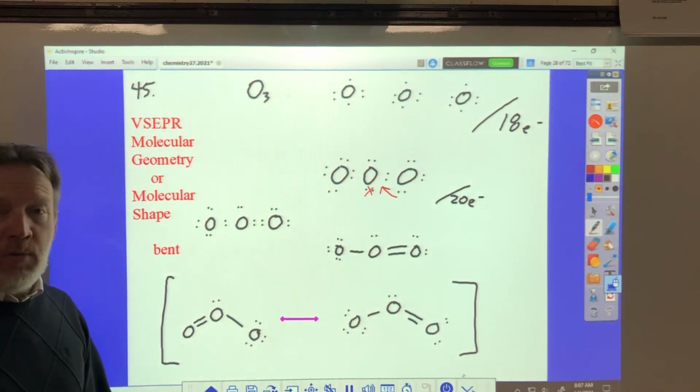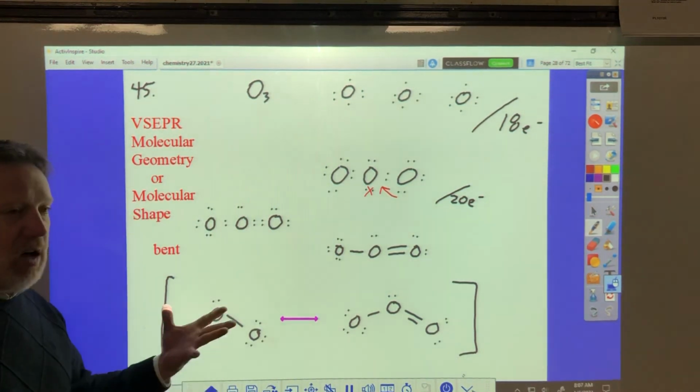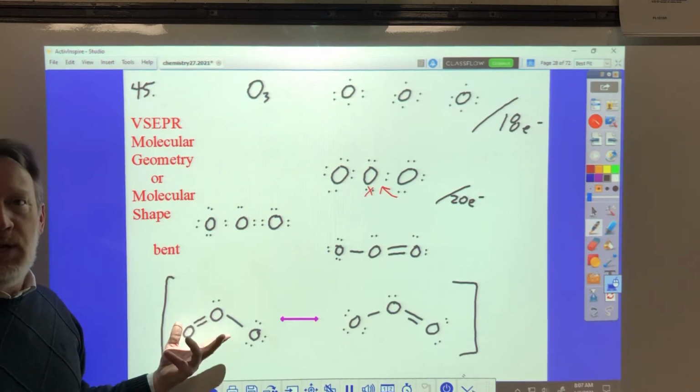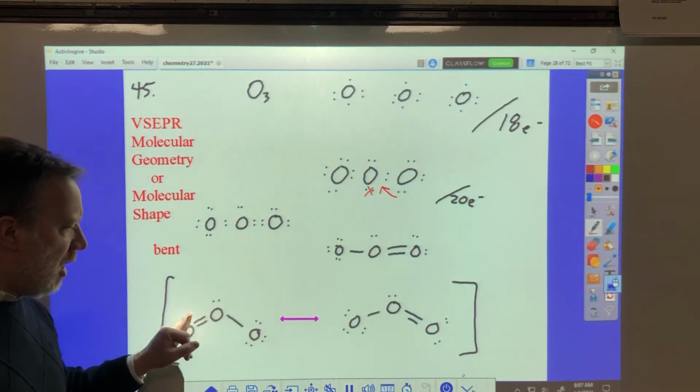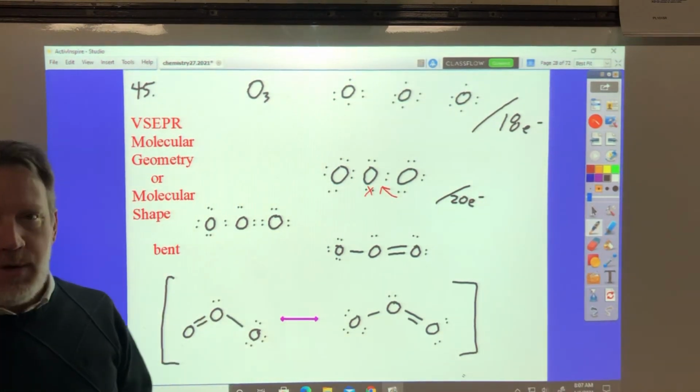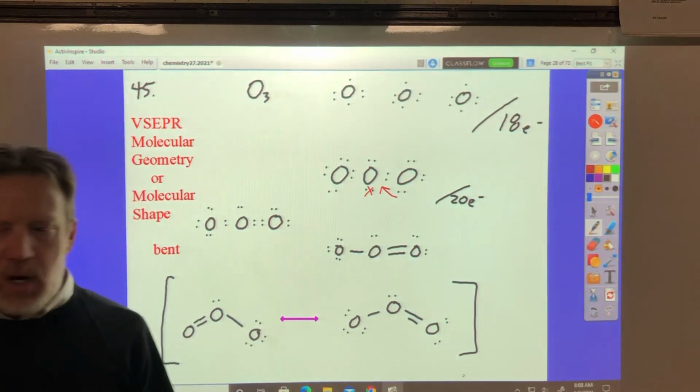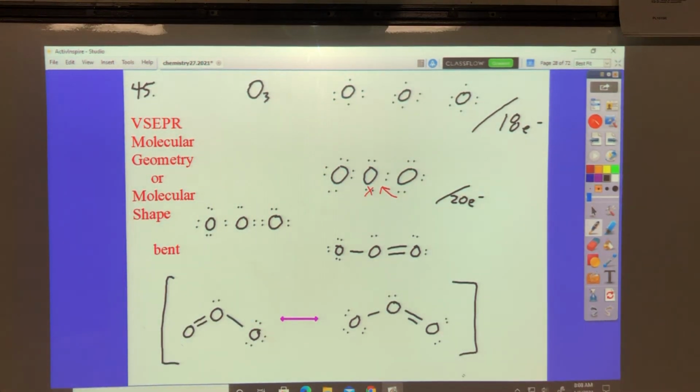Is this polar or nonpolar? Well, the oxygens have identical electronegativities, so there's no dipole here and there's no dipole here. If you have no dipoles to start with, you can't have a polar molecule. So it's completely nonpolar here. That part's different.